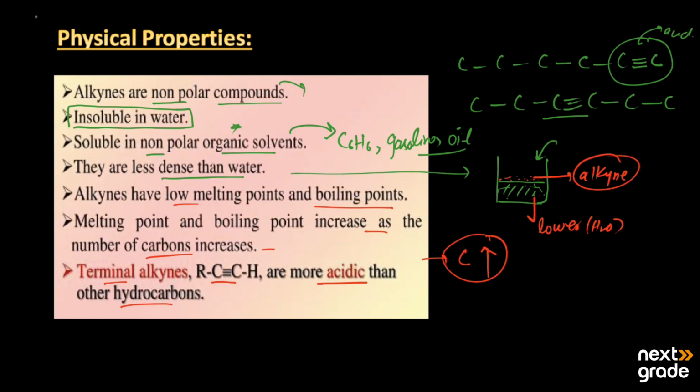On the other hand, when we have the simple series of the alkynes, the first members are mainly colorless gases with some garlic odor, and they are also lighter than air. So these are the simple physical properties of the alkynes.